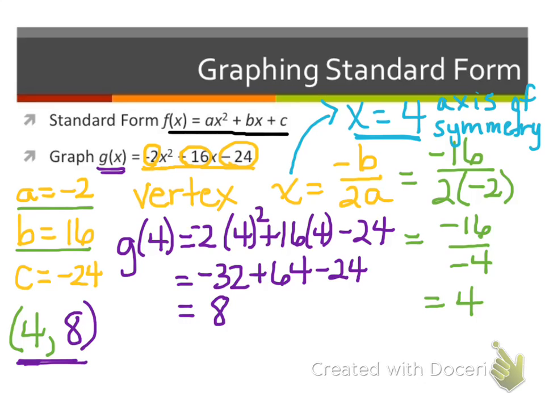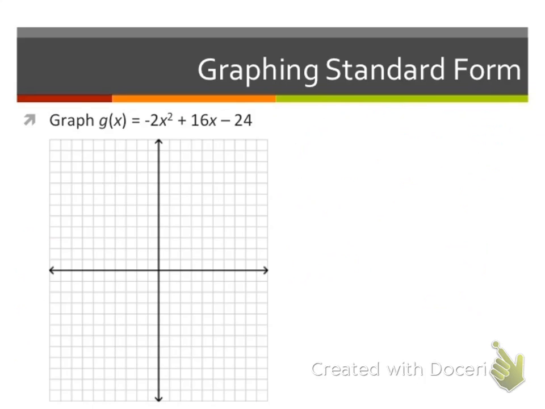Okay, so using that information, we're going to now graph. So on our graph, we're going to start with the axis of symmetry, which we said was at x equals 4. Now remember, x equals a number tells us a vertical line. Axis of symmetry for a parabola is always a vertical line. So at positive 4, I know that I have an axis of symmetry.